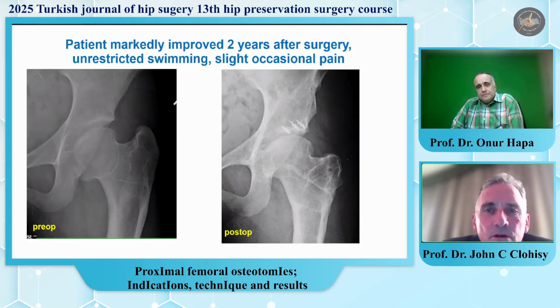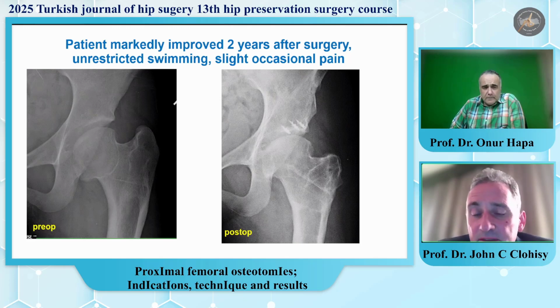So this girl returned to her swimming. I recently saw her at about 10 years after surgery. She's doing very well. You can see the correction on the right side, well-preserved joint space, improved head shape, certainly improved trochanteric impingement, improved neck shaft angle, and then stabilization with the PAO.